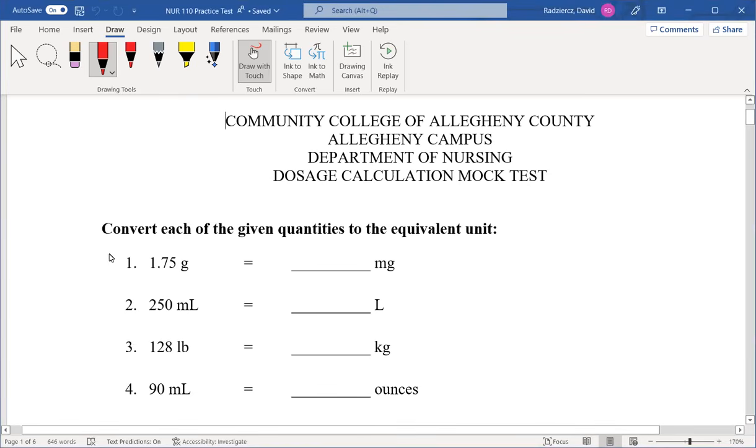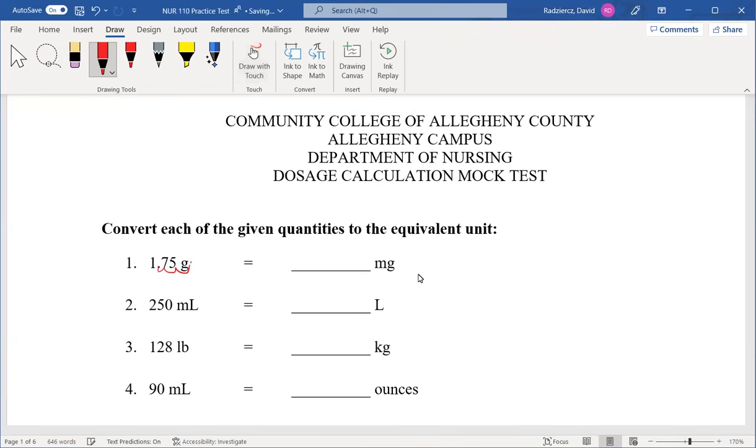The first question here is about converting 1.75 grams to milligrams. So there's a couple ways you can do this. You can move your decimal point over 1, 2, 3 places, and then your answer would just be 1,750 milligrams. No rounding, that's your answer.